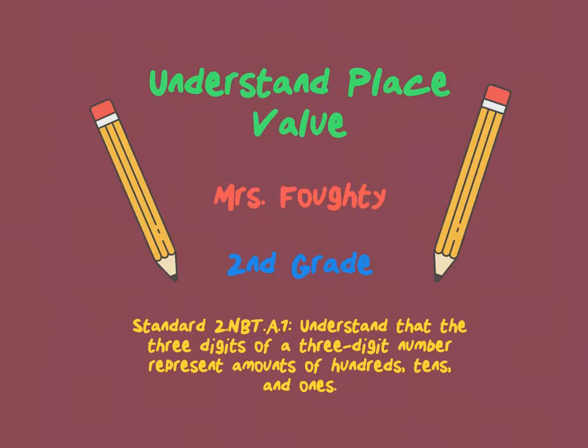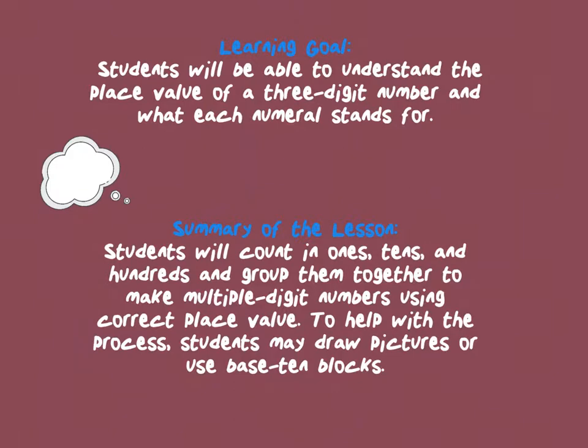This is from Standard 2, where we will understand that the 3 digits of a 3-digit number represent amounts of hundreds, tens, and ones. The learning goal is that students will be able to understand the place value of a 3-digit number and what each numeral stands for. The summary of this lesson is students will count in ones, tens, and hundreds and group them together to make multiple digit numbers using correct place value. To help with the process, students may draw pictures or use base 10 blocks.